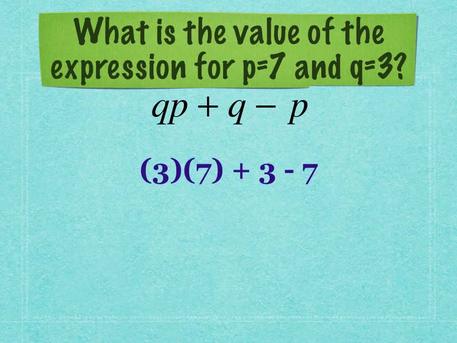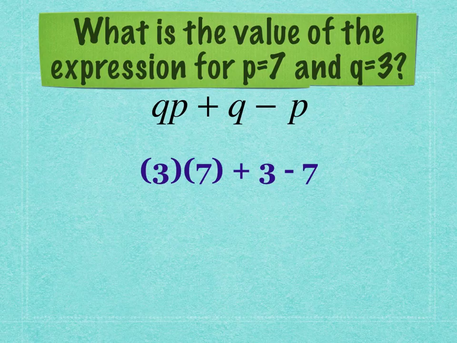To show that when I substitute, I'm going to put 3 and 7 in parentheses. This is important because if you forget to put those in parentheses, you could accidentally think that that was 37 instead of 3 times 7. So make sure that you're paying attention when you're plugging in your values for your variables. So we have 3 times 7 plus 3 minus 7.